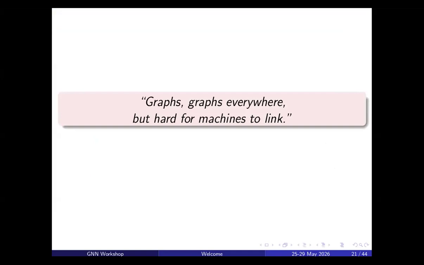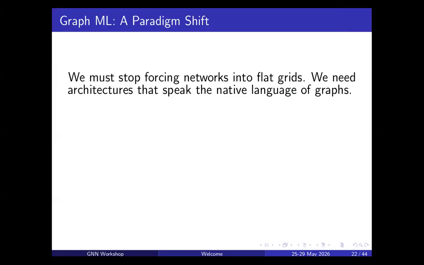So what we can see now is that we are in a situation where we have a lot of graphs, many complex problems we can model as graphs, but the powerful machine learning algorithms are not suitable to handle this complexity or this graph structure. They work on a different domain. Graph is in a spatial domain or a spectral domain. So this gap leads to a paradigm shift from the traditional machine learning algorithm to a graph machine learning concept. So we must stop forcing a network into a flat grid.